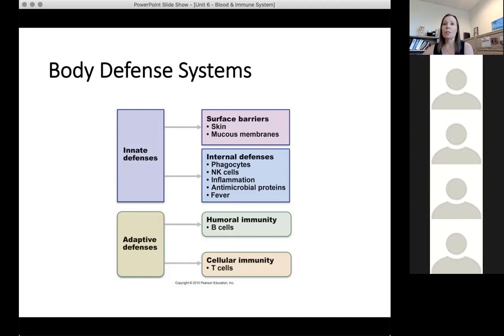This is different from adaptive or specific defenses, because some characteristics for these develop with exposure to foreign materials. So you're not born with these defenses. The response takes longer. It provides immunological memory. We'll talk about that a little bit more later. And it identifies and targets specific foreign invaders.